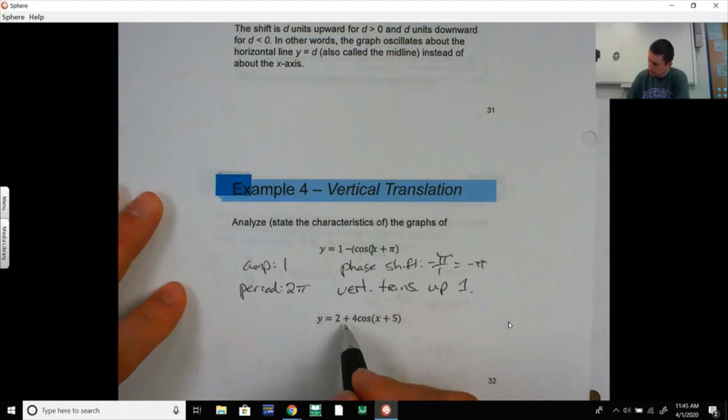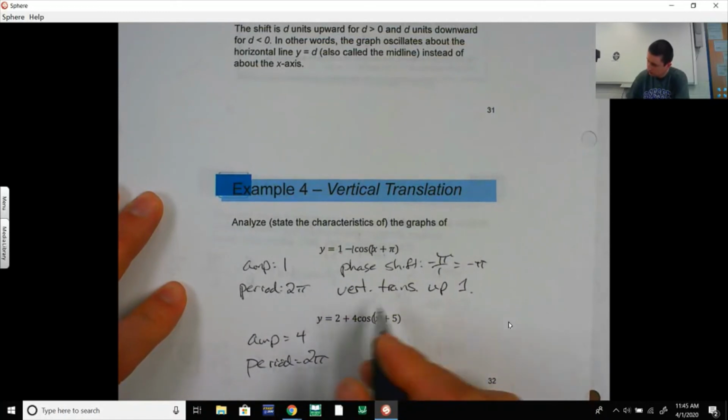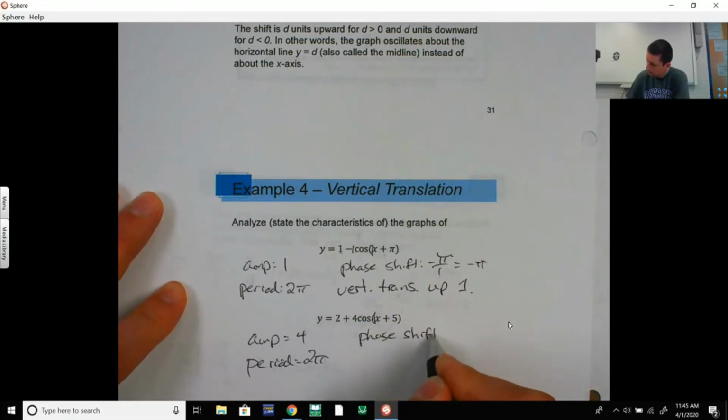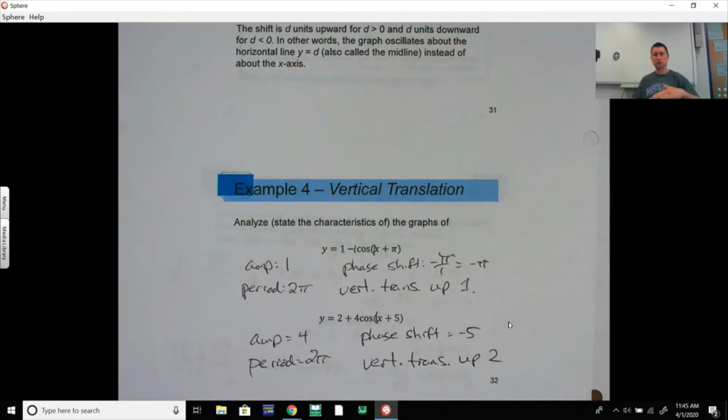Okay, this one, amplitude is 4. Period, there's a 1 there, so it's 2 pi over 1. Phase shift would be -5 over 1, so -5. And you have a vertical translation up 2. So that changes your midline. So if you graph these, you have to move, imagine your x-axis is 2 units up, and then you graph it going off that line.